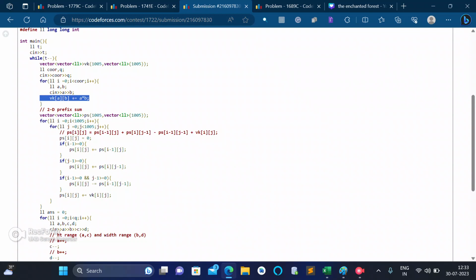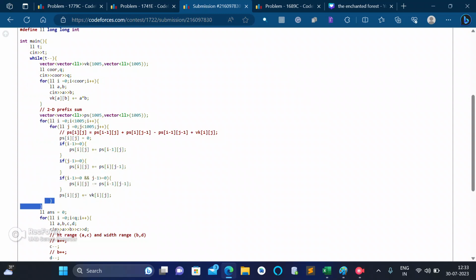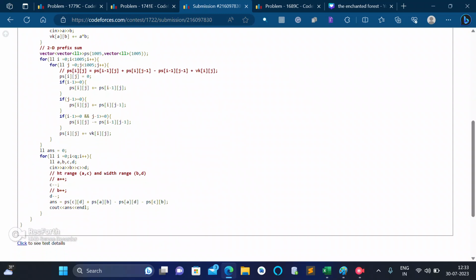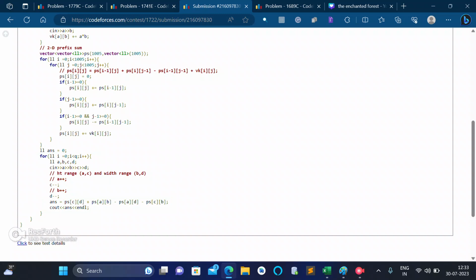I have found that vk of AB is equal to A into B. What I told you: make a rectangle of size 1005 cross 1005, then do vk of AB is equal to A into B, then apply the concept of 2D prefix sum. After applying it, you can traverse each query. Here you can see I have traversed each query, and I have done C minus minus, D minus minus. When you write the code, you will understand why I have done that. Then I can easily figure out the answer.